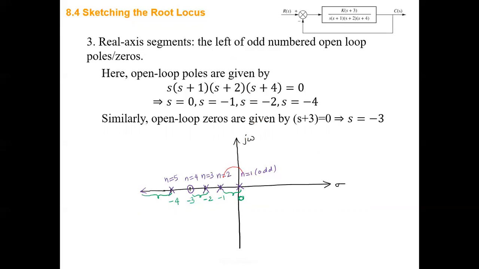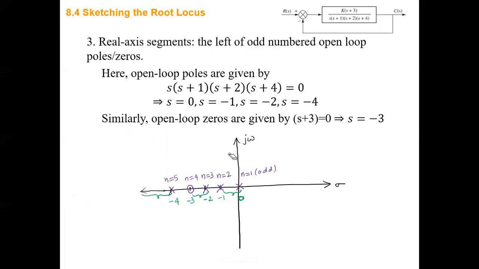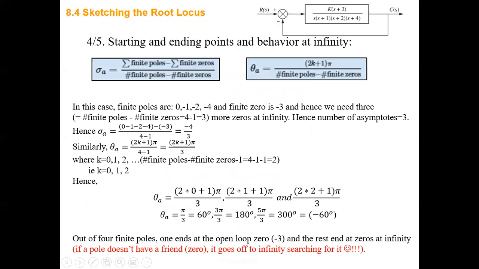Once we number them, look at the left of odd. From here to here is one portion. From here to here is not a valid region. From here to here is another region, and from here all the way to infinity. Your root locus passes through one of these regions. That's what we know so far. Does it make sense? That's rule number 3. Now rule number 4 and 5 together: starting and ending point and behavior at infinity.